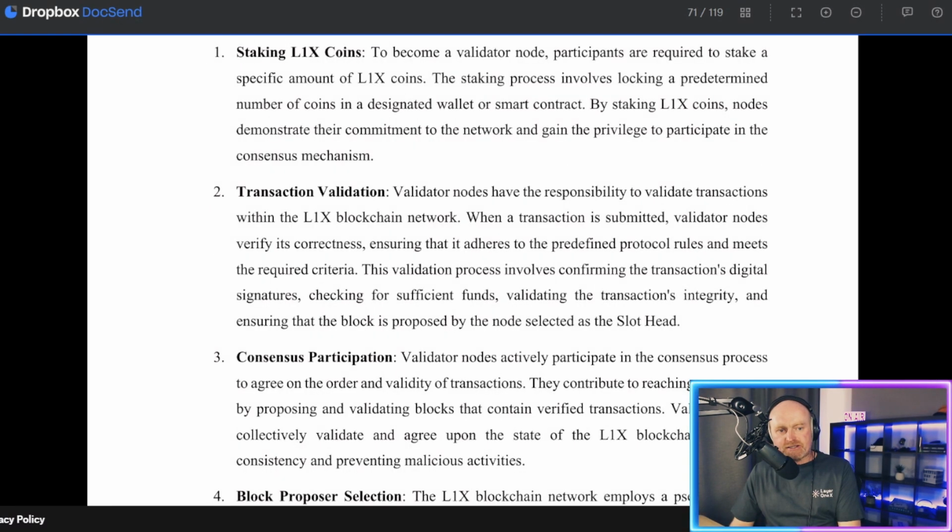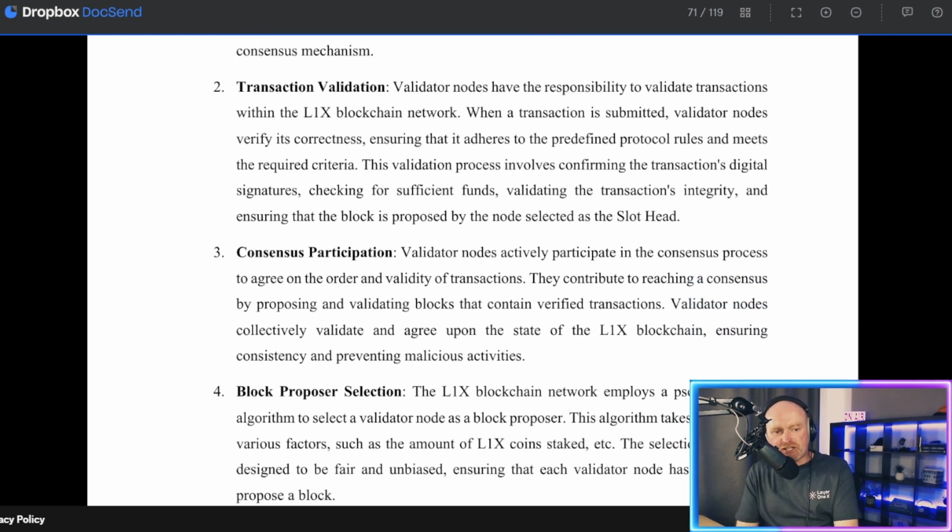Number 1. Staking L1X coins. To become a validator node, participants are required to stake a specific amount of L1X coins. The staking process involves locking a predetermined number of coins in a designated wallet or smart contract. By staking L1X coins, nodes demonstrate the commitment to the network and gain the privilege to participate in the consensus mechanism. Number 2. Transaction validation.